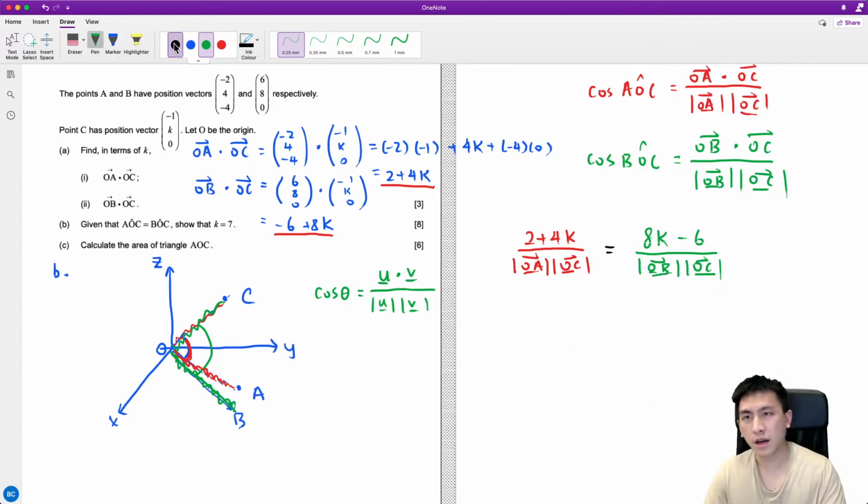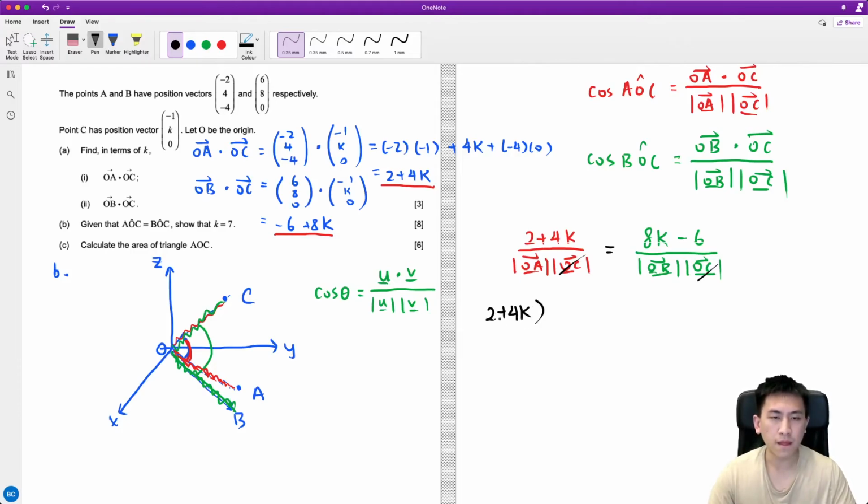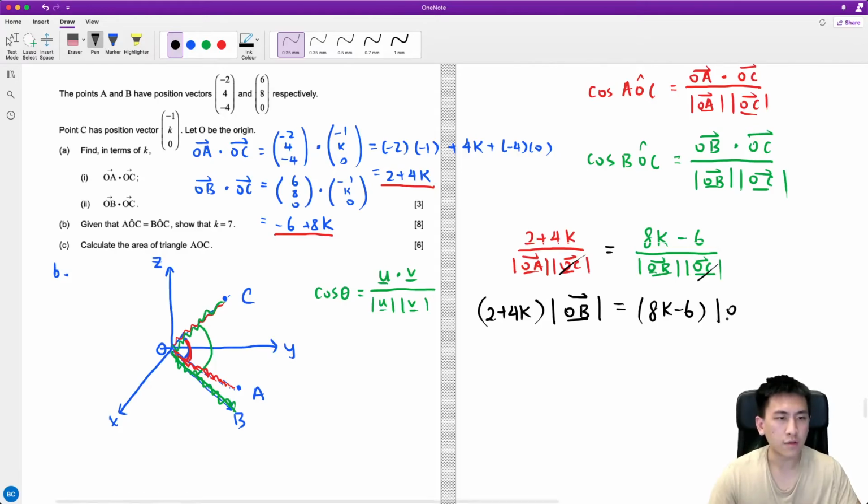And then of course, you can cancel this out, because the length of OC is just the length of OC, right? So then you can finally do your work, which is 2 plus 4k multiplied by the length of OB in this case. And then we'll figure out the lengths later. That's just Pythagoras, really. 8k minus 6, and then the length of OA. Hold on, the length of OA here. Then you can basically get the length of it.